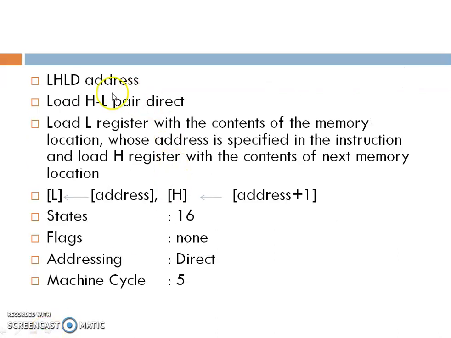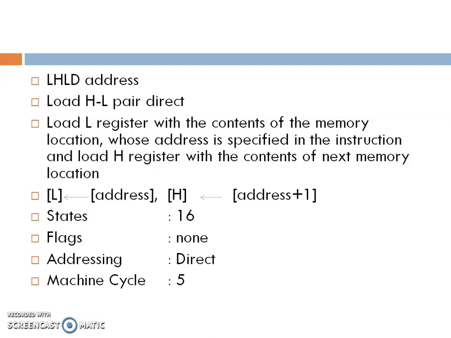Next one, LHLD address. Load HL pair direct. The L register is loaded with the contents of the specified memory location, and the H register is loaded with the contents of the next memory location. The number of machine cycles in this case is 5.